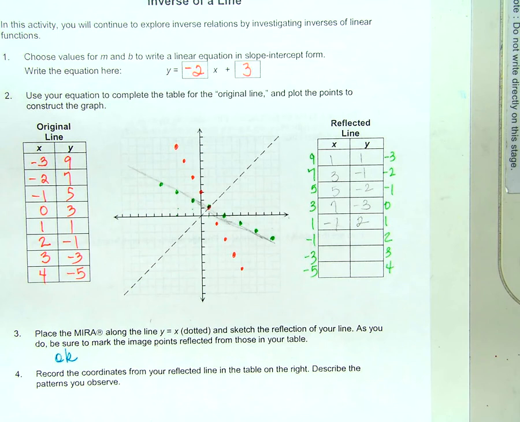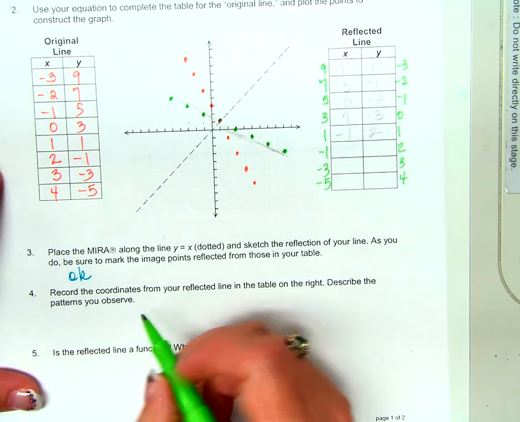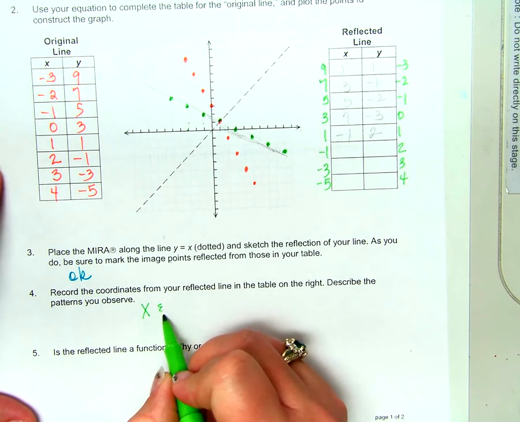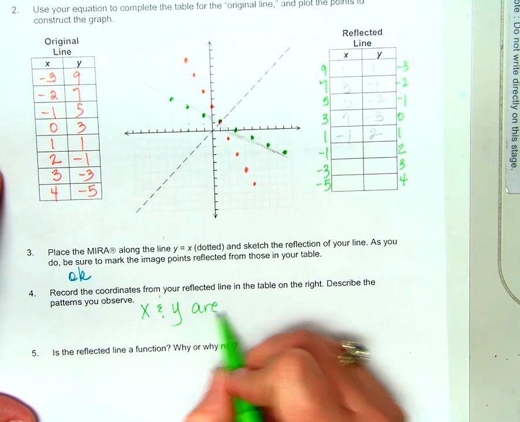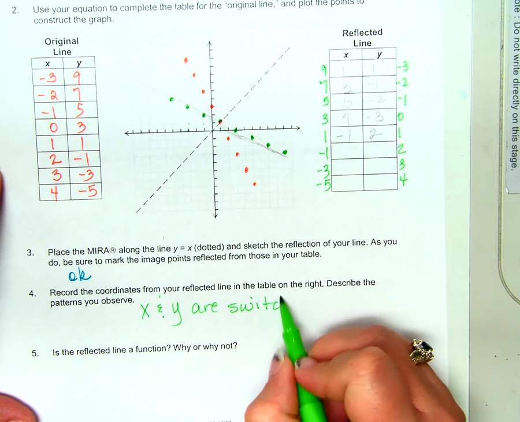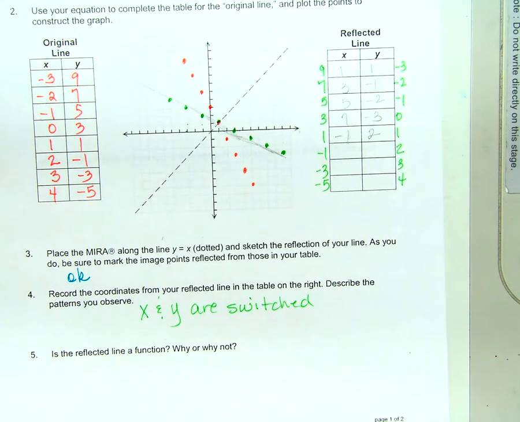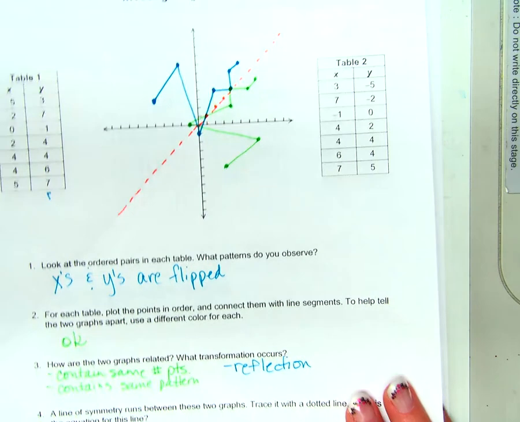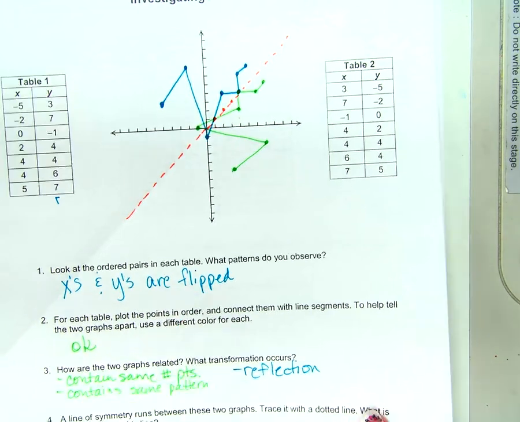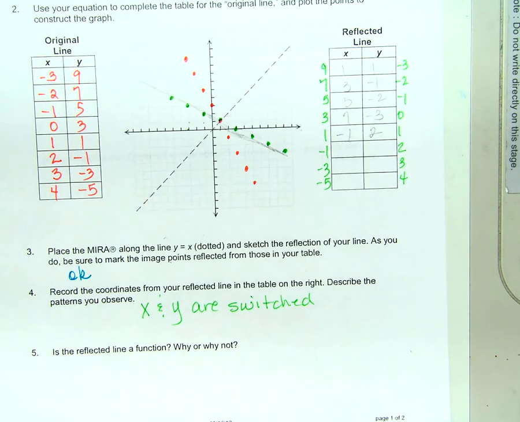Yeah, several of you are showing me with your hands. Again, appropriate hand motions. But say it in words, please. X and Y are switched. Now, in our previous worksheet, we said X and Y's are flipped. Now we're saying X and Y's are switched. Are we okay with that?